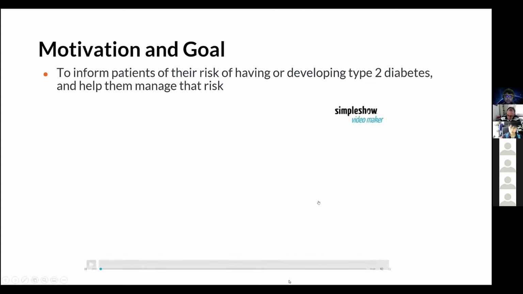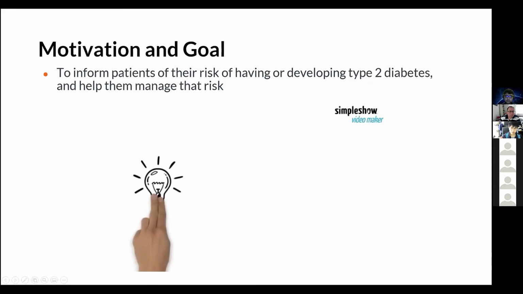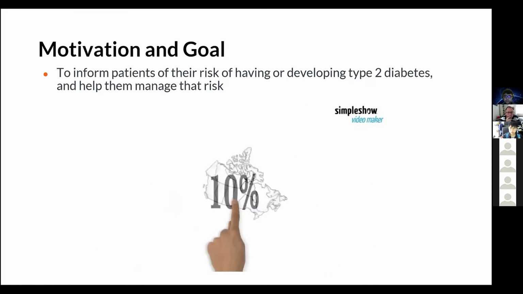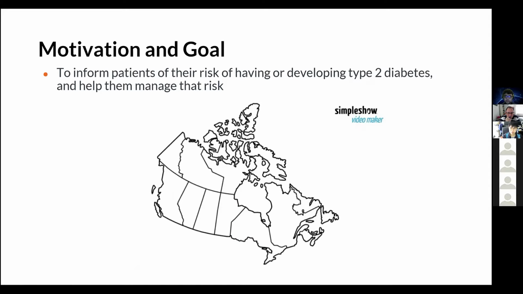So next, we're going to use the video to introduce the use case of our app. Lightbulb: shining a light on your health. Almost 10% of Canadians live with type 2 diabetes, which is a major risk factor for many serious health conditions such as strokes, heart attack, kidney failure, and blindness.